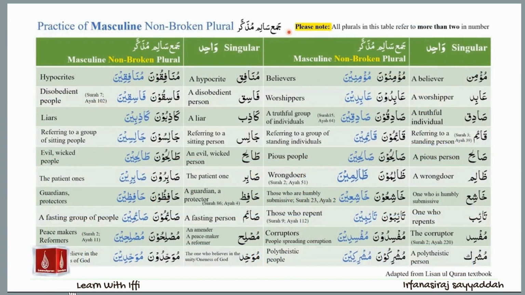We will now do practice of masculine non-broken plural or Jama Salim Muzakkar. Please note that all plurals in this table refer to more than two in number. Wahid is used for singular, Musanna is used for dual or two, and Jama is used for more than two in number. So all the plural in this table refer to more than two in number.